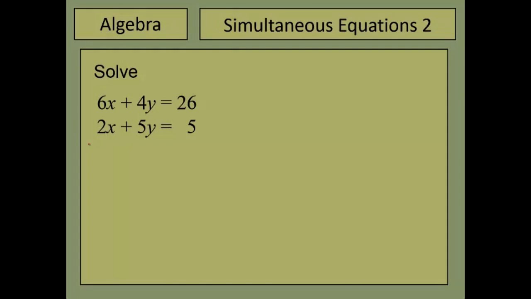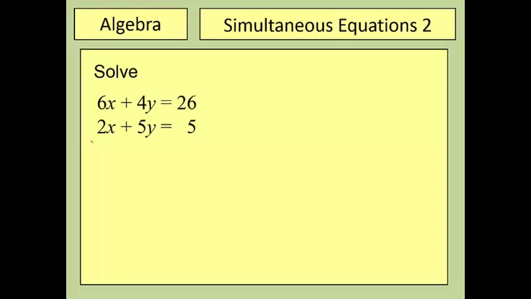Second video on simultaneous equations. In this video we're going to look at some slightly harder problems.